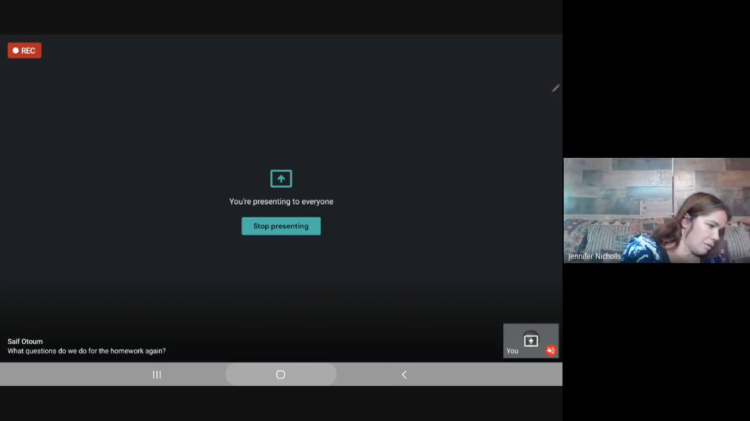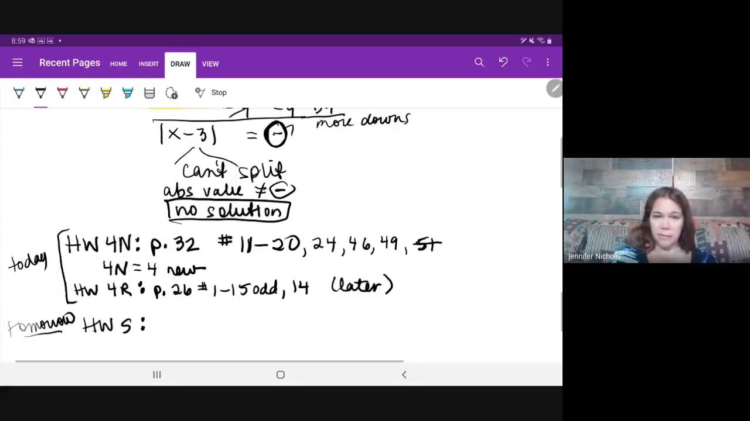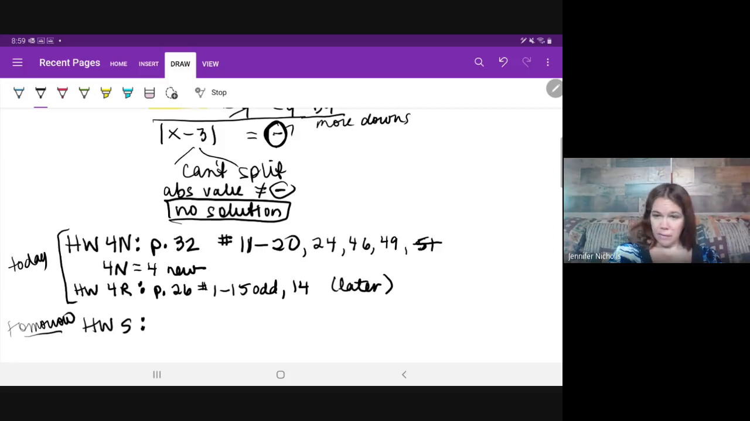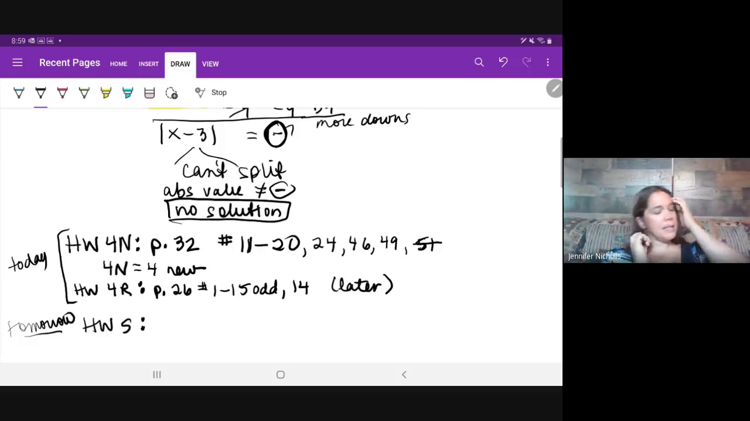Oh, it didn't turn off the present. Sorry. There you go. Can you see it? Saif, can you see it? Okay. For some reason today my tablet is not showing on my screen in front of me. I just see the picture of myself.